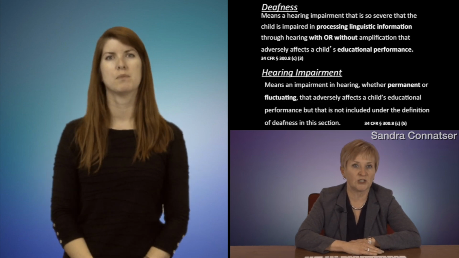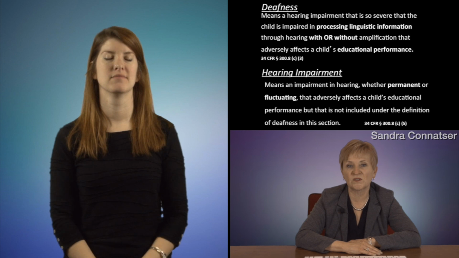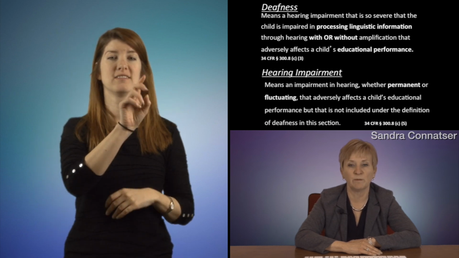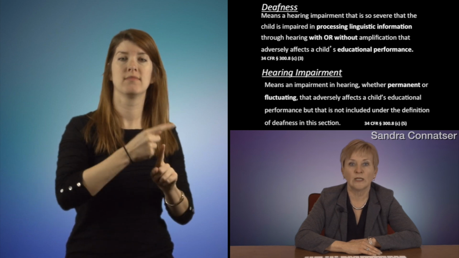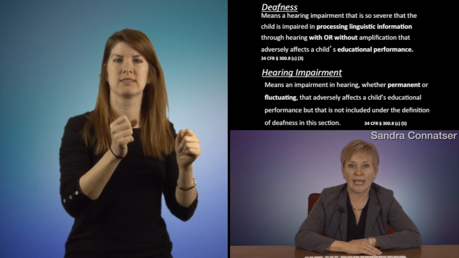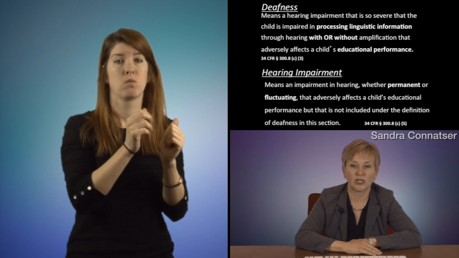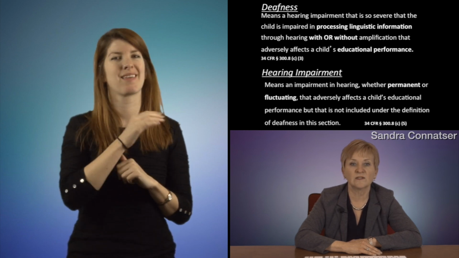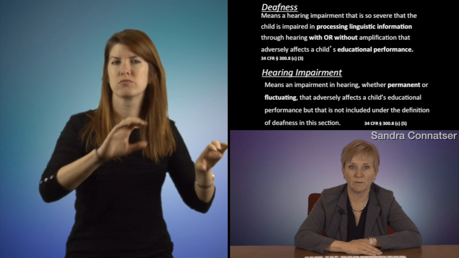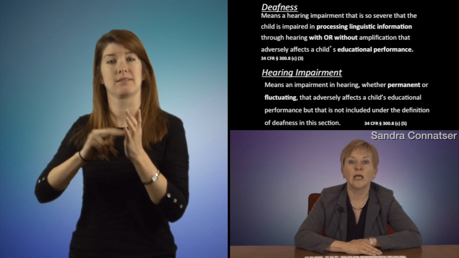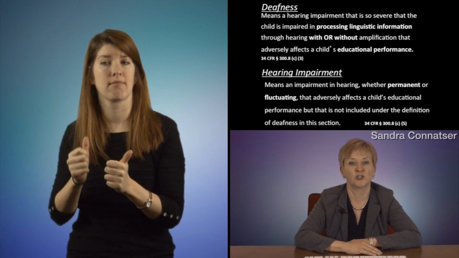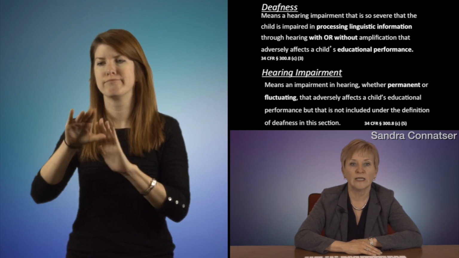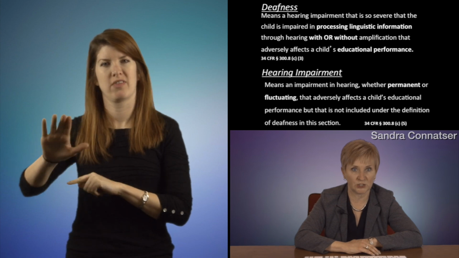The federal definition of deafness means a hearing impairment so severe that a child is impaired in the processing of linguistic information with or without amplification, and it adversely affects a child's educational performance. The second definition is hearing impairment, and it means an impairment, whether it's permanent or fluctuating, that adversely affects a child's educational performance. It's also not included in the definition of deafness.